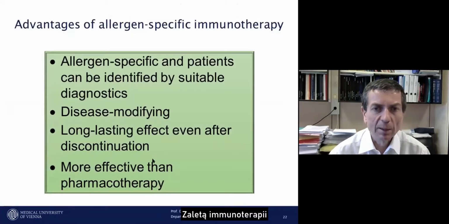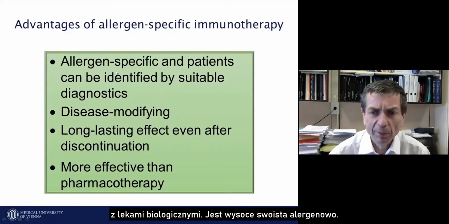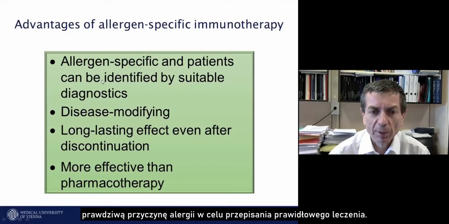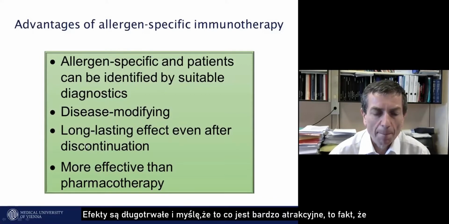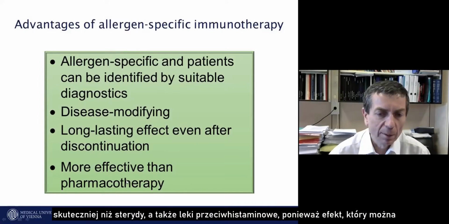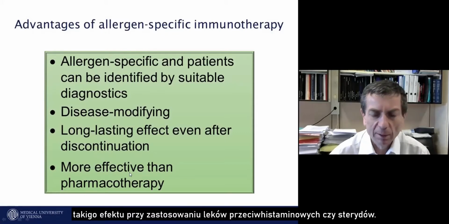And the advantage of specific immunotherapy is, first of all, that of course it's quite cheap as compared to biologics. It's highly specific for allergens. However, you need to identify the causative allergen source to prescribe the correct treatment. The treatment is effective. It modifies the course of the disease. It's long-lasting. And I think what is very attractive, it's more effective than pharmacotherapy, more effective than steroids and also antihistamines, because the effect that you can get in individual patients is about 50% over placebo, and you will never get such an effect with an antihistamine or a steroid.